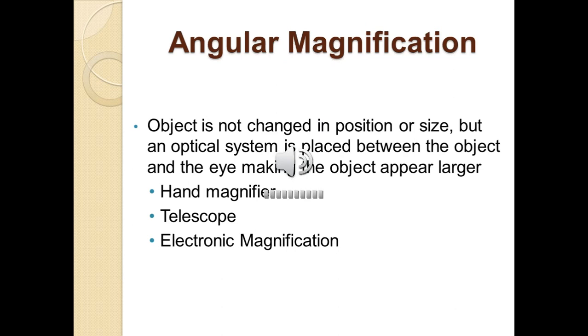Angular magnification, that's really the one that most people think of. What that is, the object itself is not actually made larger, and it's not necessarily brought closer. But what's happening is an optical system is being placed between the object and the eye to make the image bigger. Examples of that would be a handheld magnifier, a telescope, and electronic magnification. Some people would separate electronic magnification out as a fourth type of magnification, but for this lecture's purposes, I have it combined with angular magnification.